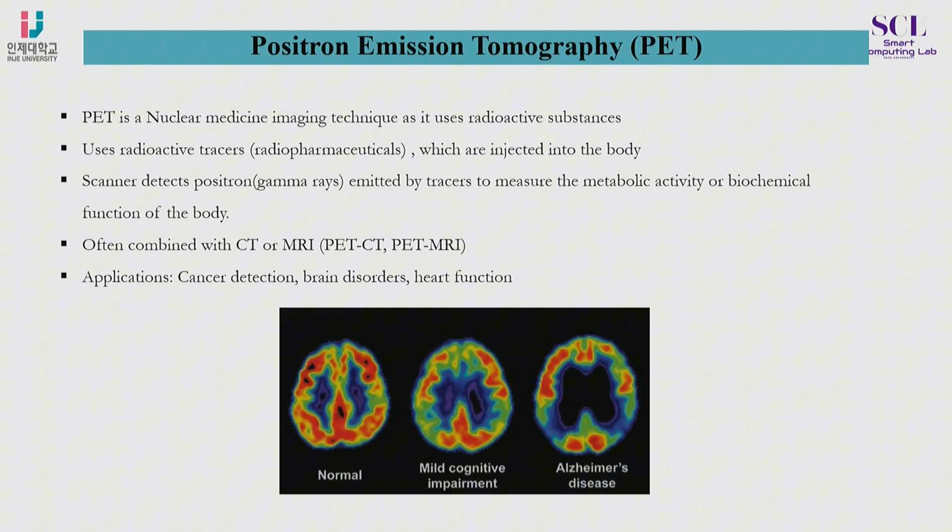And this is related to positron emission tomography. It is a nuclear medicine imaging technique, as it uses radioactive tracers which are injected into the body, and the scanner detects the gamma rays emitted by the tracers to measure the metabolic activity or biochemical function of the body. In X-ray images we use X-rays, but here they are using gamma rays.